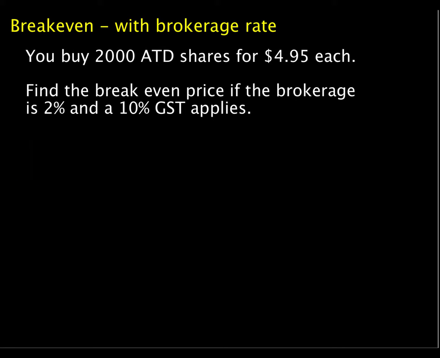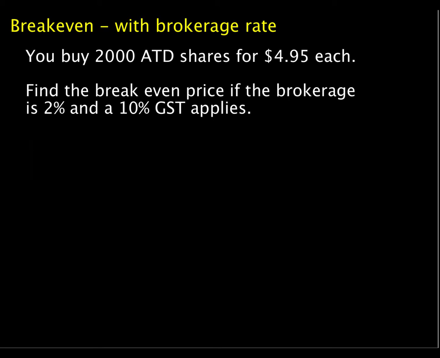In this screencast, you're going to see how to use the formula to work out the break-even price when you've been given the percentage for the brokerage. So you can read the question. You've got a number of shares you're going to buy, which is 2,000. They're $4.95 each. You're given 2% brokerage and a 10% GST, and it asks you for the break-even price.